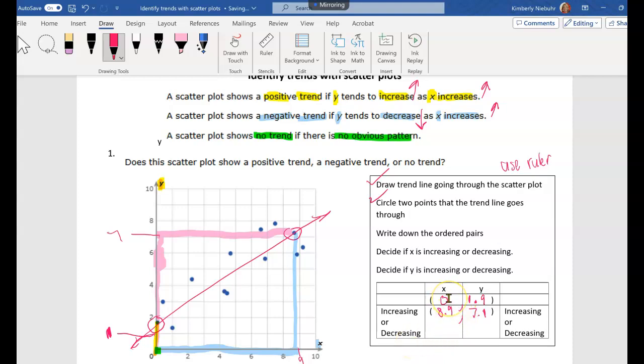Here's my x. I'm starting at 0, and I'm moving from 0 to 8 and 9/10, or 8.9, or $8.90, or $0 and $8.90. Oh, that's easy, Miss Niebuhr. You're talking about money. I can say that it's increasing. Yes, it is. Okay, now we're ready for the Y column.